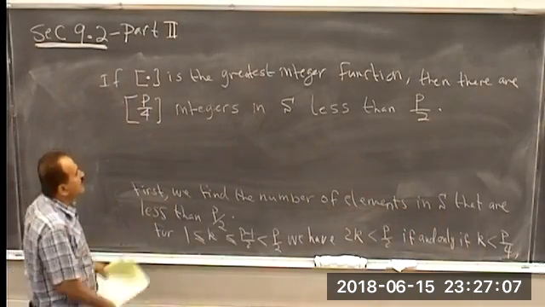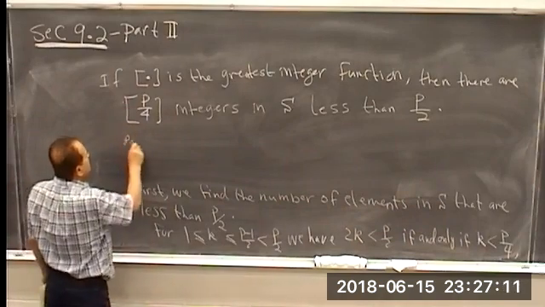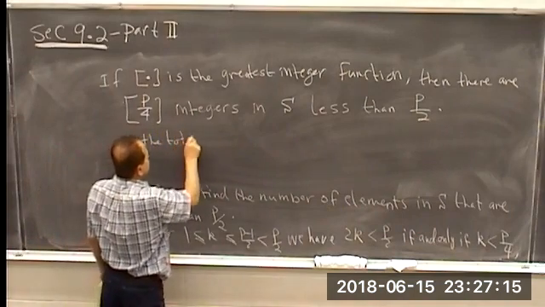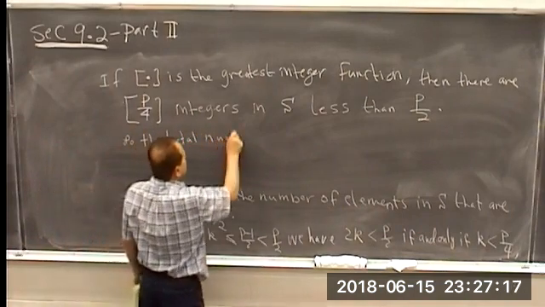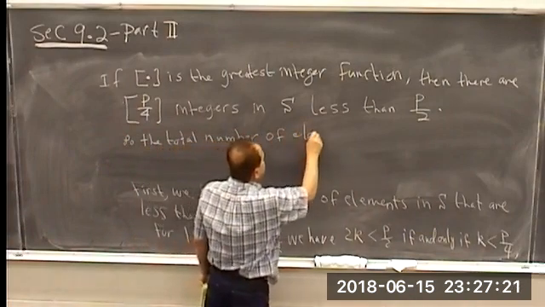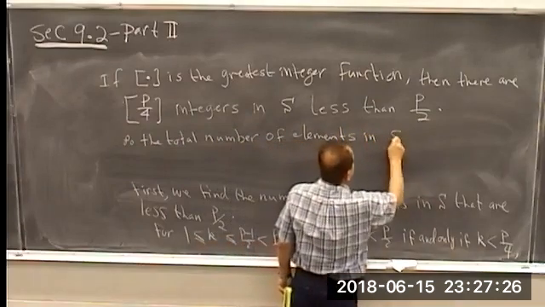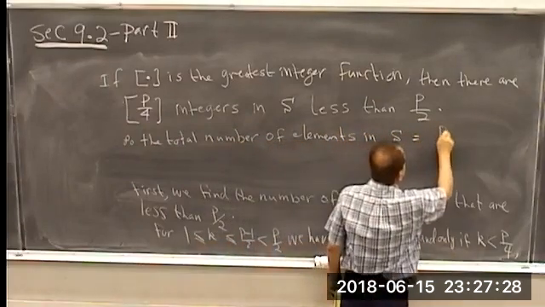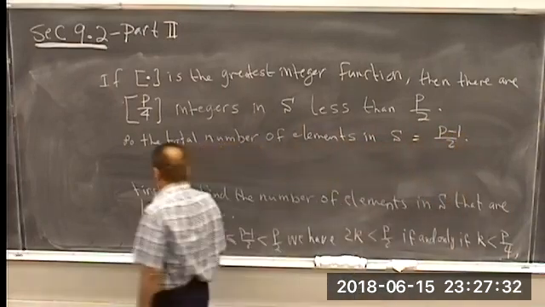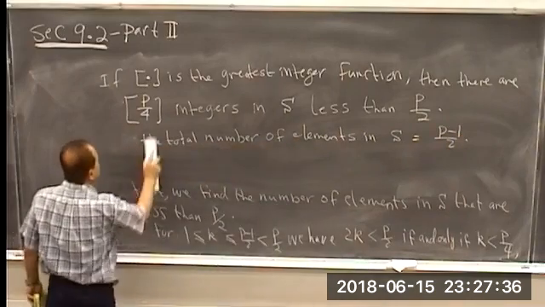Now, the total number of elements in S is (p minus 1)/2. Actually, not 'therefore'. This is another statement.